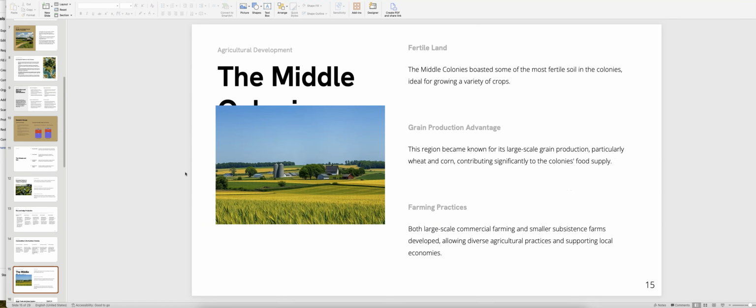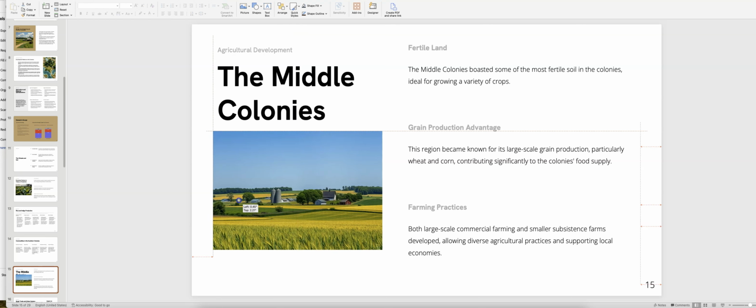That gets us to the middle colonies, with another AI-generated graph. Even in AI, they covered the words, so let's change it.